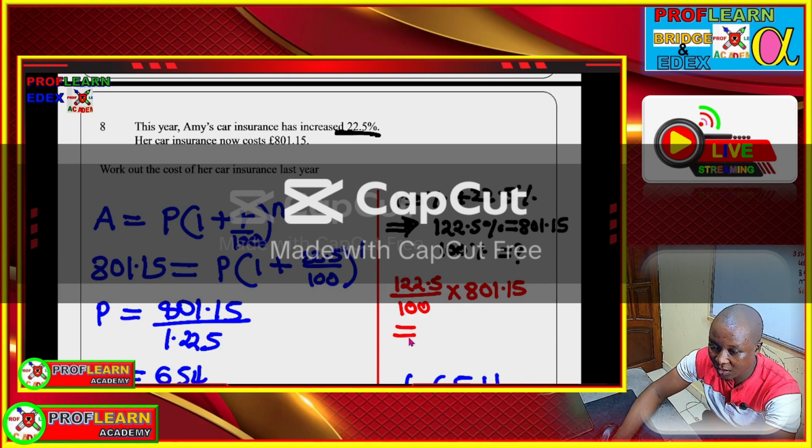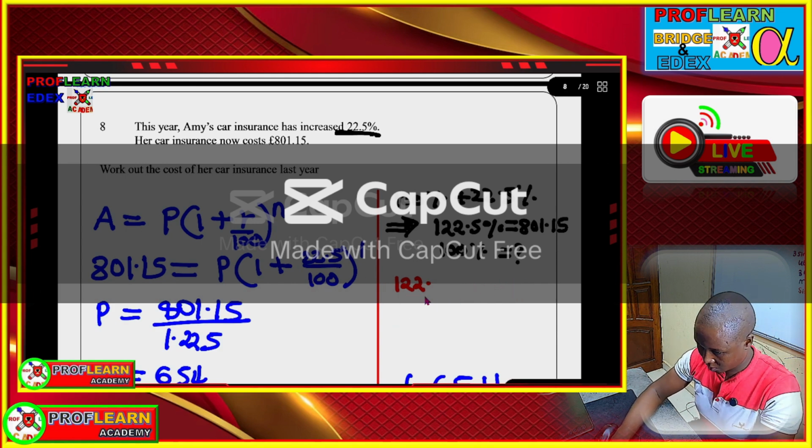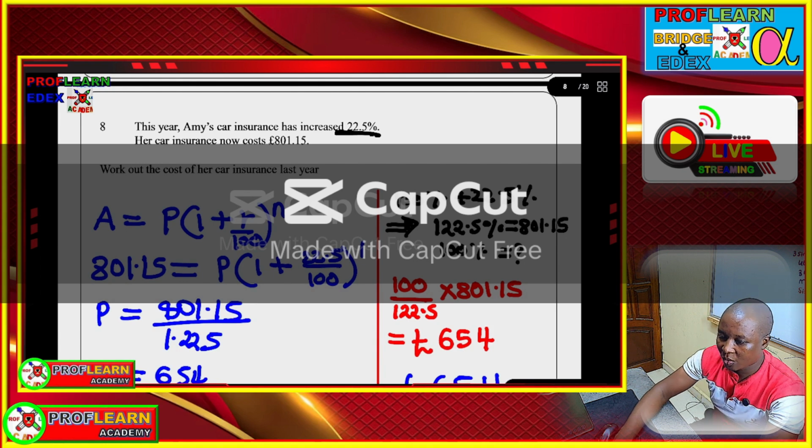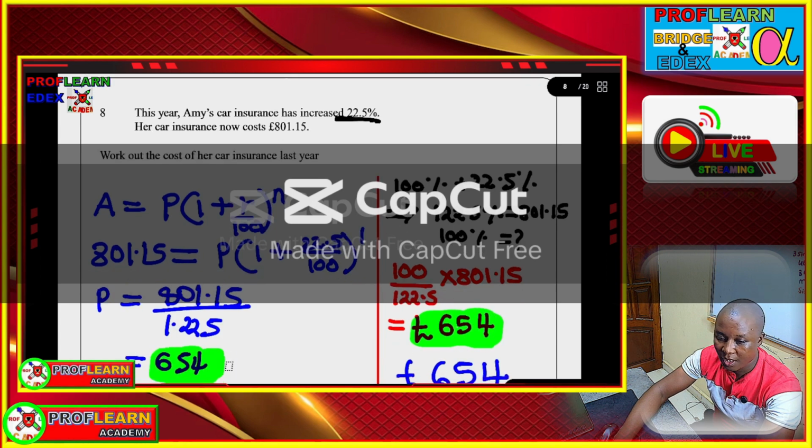So I need to change this. It will be 100 over 122.5 times 801.15. If you work it out, you're going to get your answer equivalent to 654. So working it out, we're going to get the same value, the same amount.